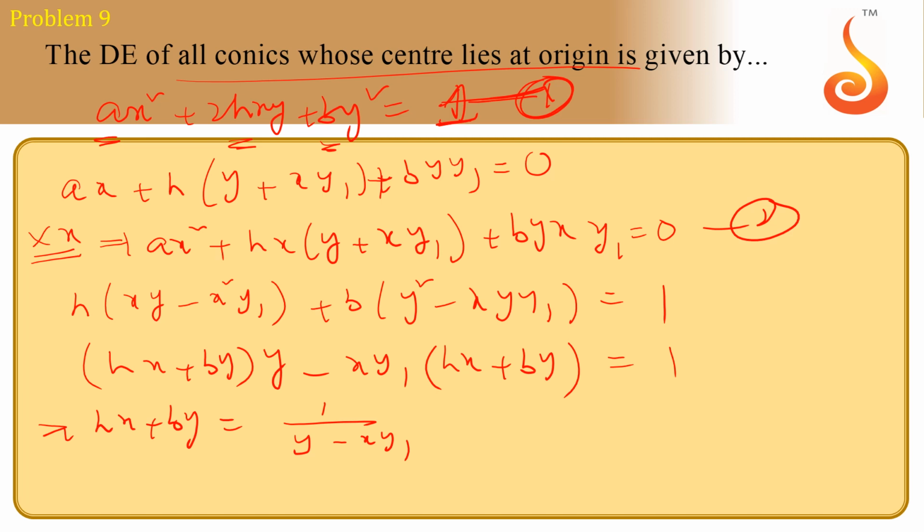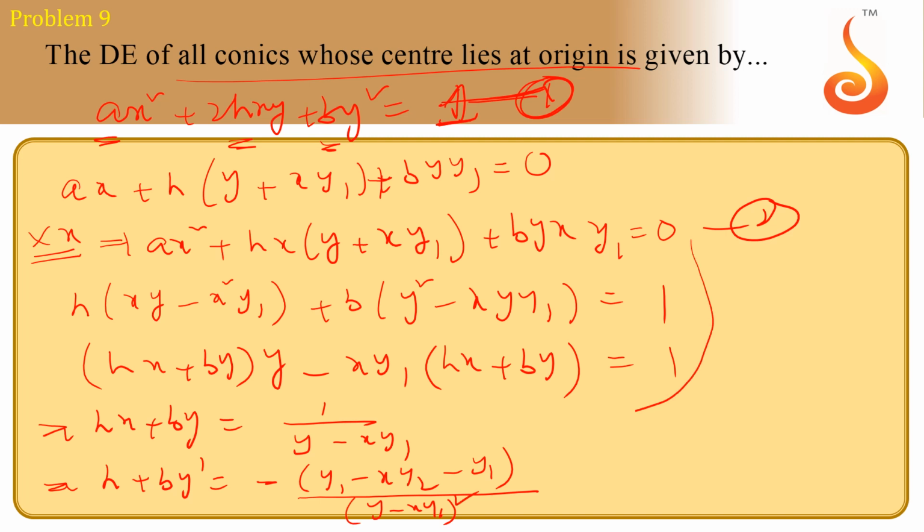Then now again you differentiate. So h plus by1 equals minus y1 minus xy2 minus y1 by y minus xy1 whole square. So y1 gets cancelled. Now you will get minus xy2. You multiply x to this.